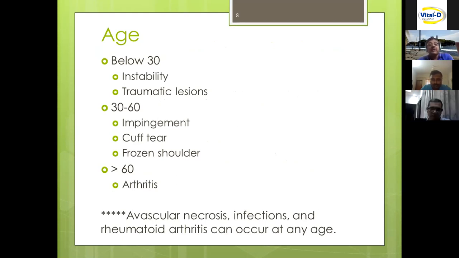Now, when a patient comes to you, think of his age and what are the common conditions at his age. If the patient is below 30, think about instability and traumatic lesions. If he is about 30 to 60, think about impingement syndrome, cuff tear, frozen shoulder. And if he is above 60, think about arthritis. Keep these things in mind. And avascular necrosis, infections, and rheumatoid arthritis can occur at any age.